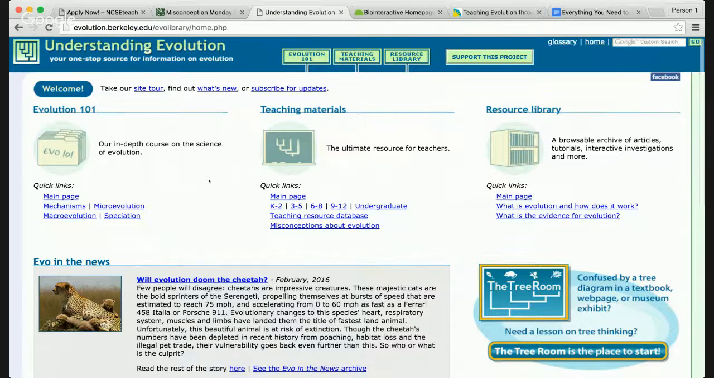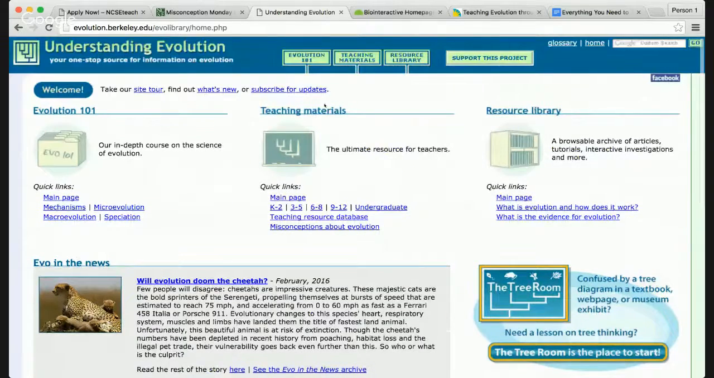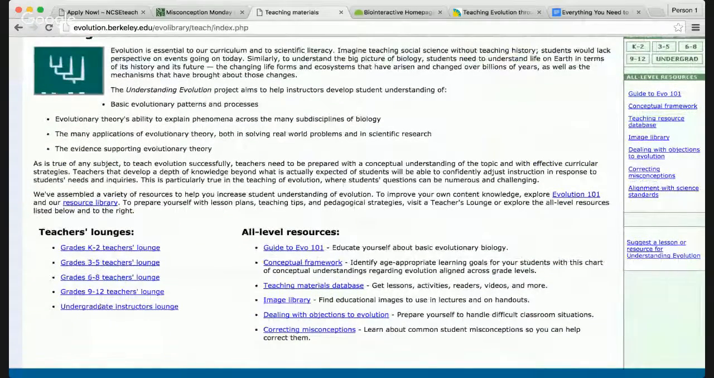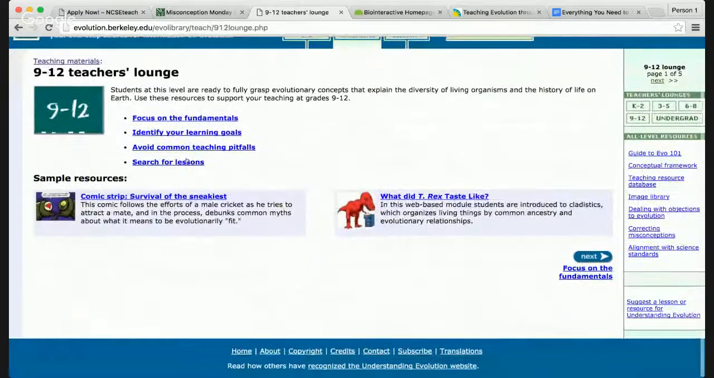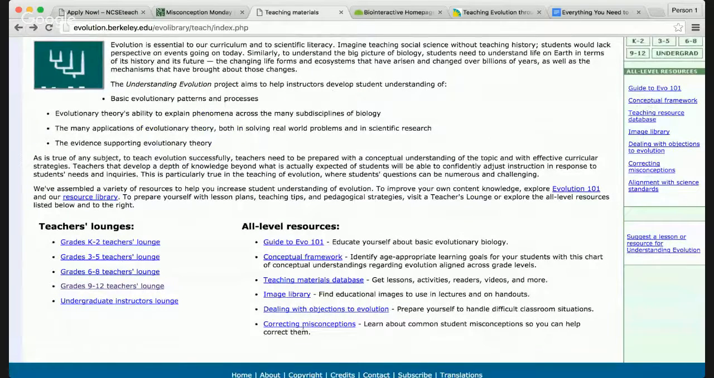On this landing page here, this is Evo in the News. If your students ask you, what's so important about evolution? Well, there's articles going back for years, monthly articles about an evolution topic that's in the news. And then here, teaching materials. If you go to this page, there's all kinds of resources. Let's say you're a 9-12 teacher, you go here and you can search for lessons on anything that you want related to evolution, and it'll pull up lessons. And on here will also be resources like the Nova Evolution Lab and other places. They link out. My favorite thing, of course, correcting misconceptions.